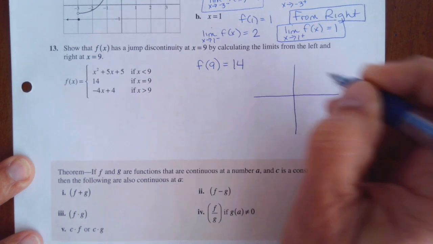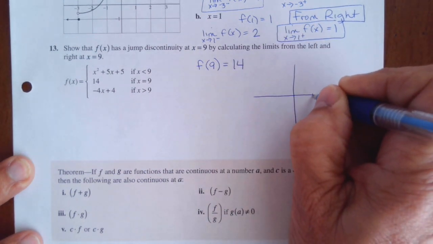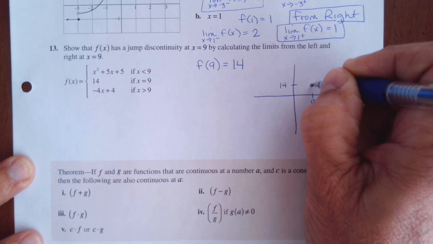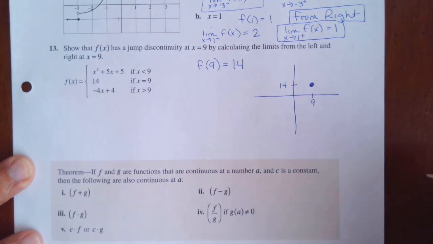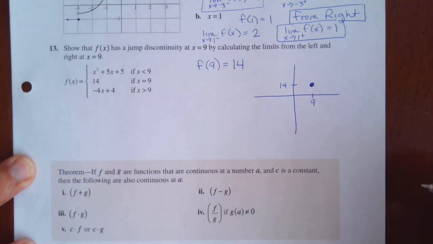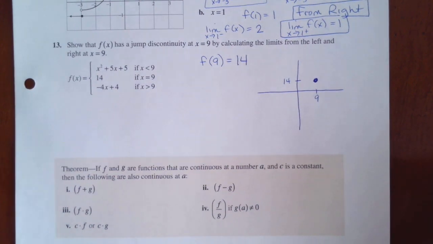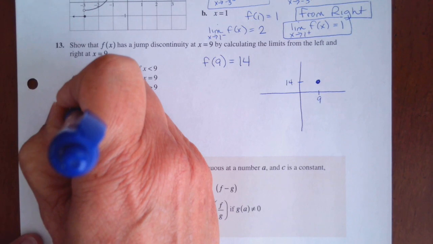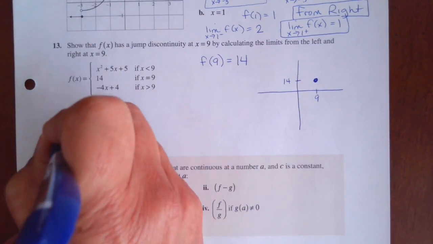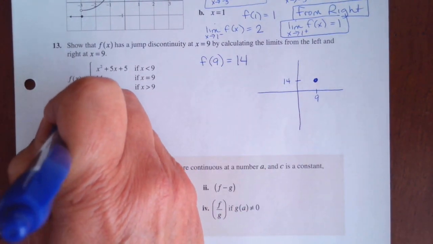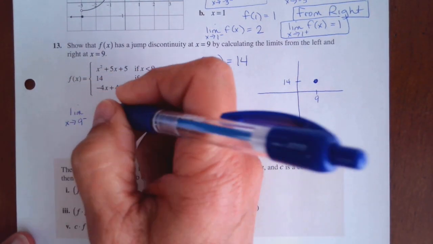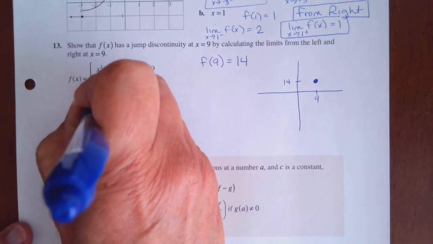So my function value is at 9. There's 14, right there. Okay? That's the function value, the point. That's where that point is. Okay? So now we're going to look at the limit as x approaches 9 from the left, okay, of f of x.